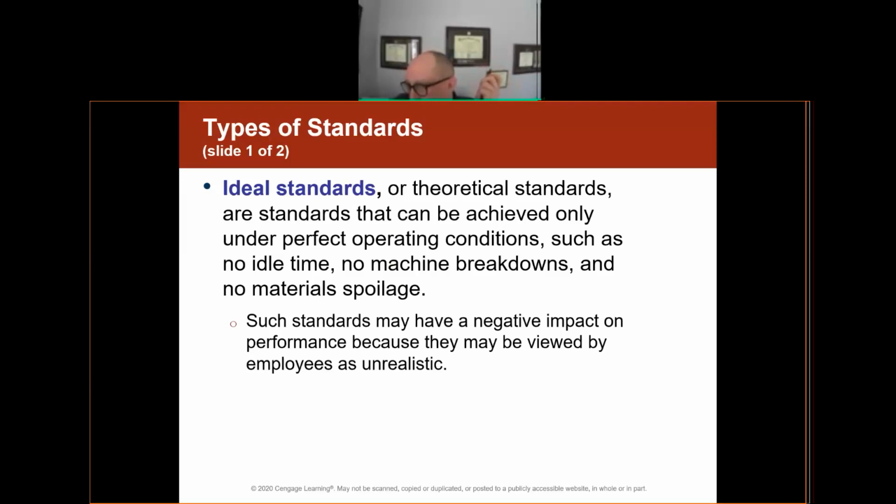But we know the world isn't perfect. In a perfect world, my total cost for this pen would be 15 cents. Things happen. So my ideal standards would be 5 cents, 5 cents, 5 cents. But there can be spoilage, imperfections, machine breakdowns, idle time, all of these things come into play. So ideal means perfect world.